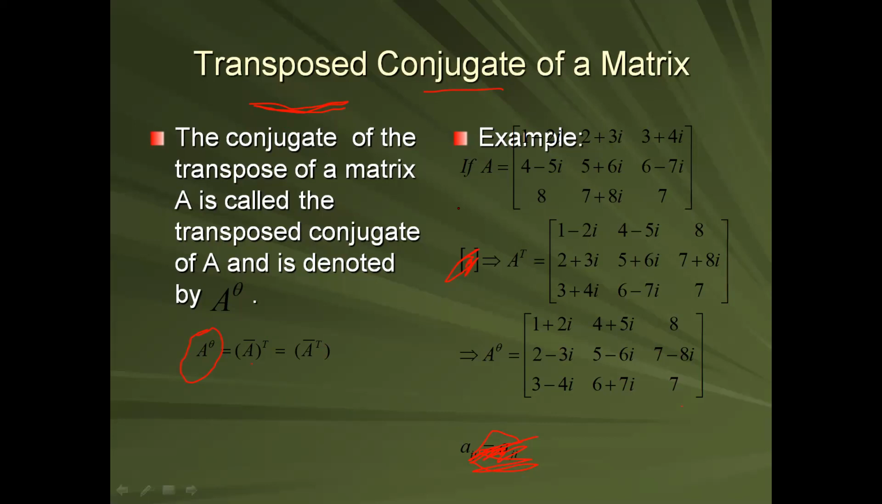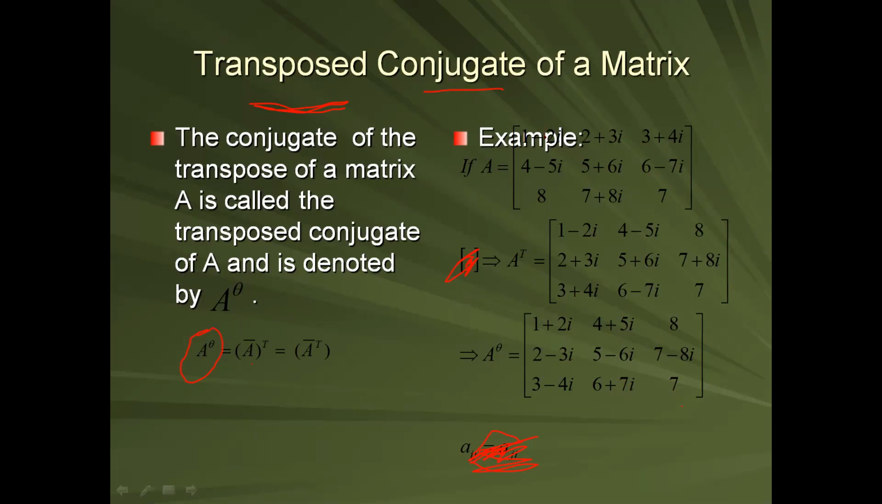Now this is my matrix A. I want A theta for it. So first I have found A transpose. A transpose means all rows and columns interchanged. That will give me A transpose.